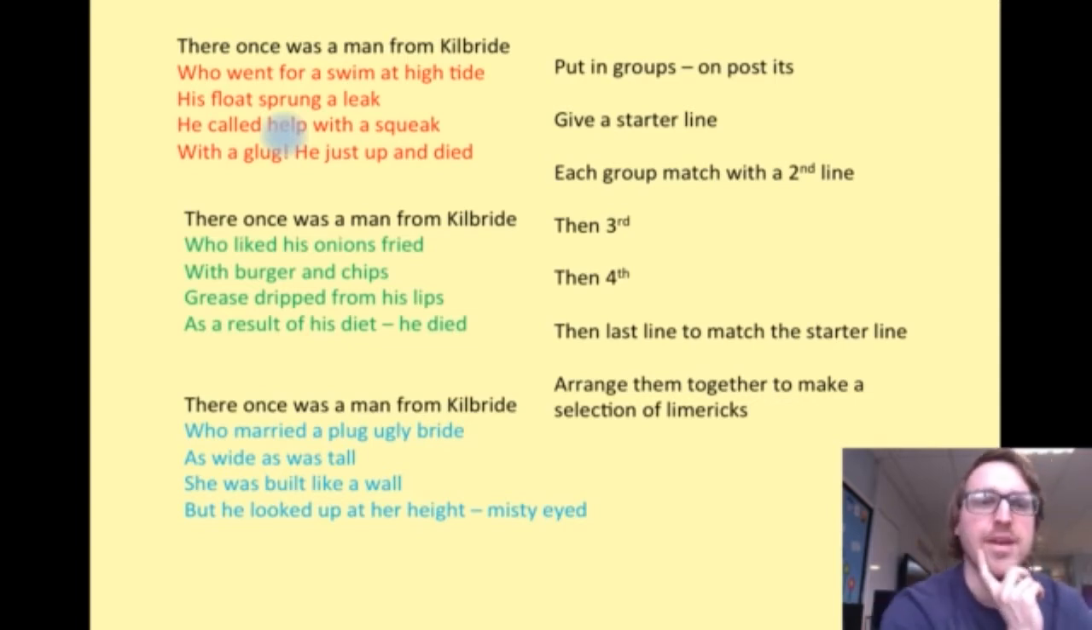There once was a man from Kilbride who liked his onions fried, with burger and chips, grease dripped from his lips. As a result of his diet, he died.